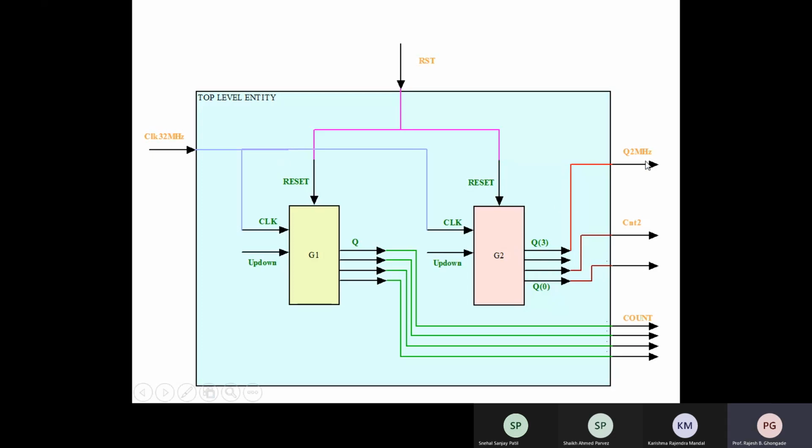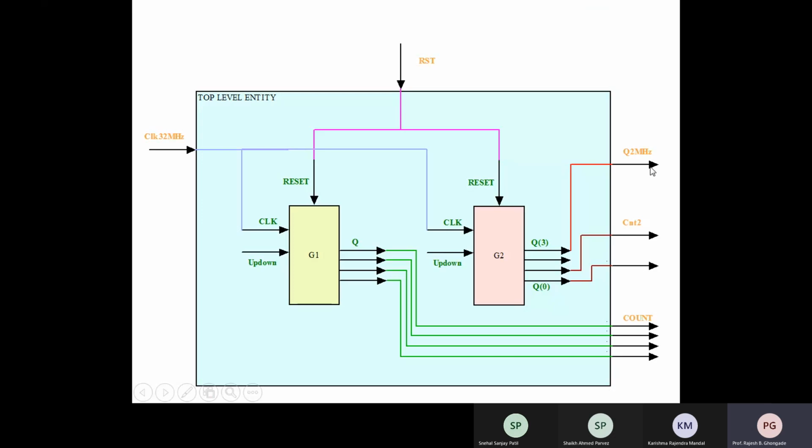So that is why we are naming it as Q2 megahertz. Anyway, the function is not important at this point. What we want to do is make sure that you are calling two components and making use of those two components to create a bigger component, a bigger entity, to be more precise. Are you getting this? Yes, sir.